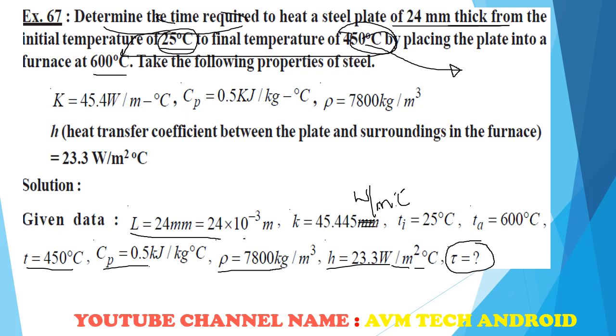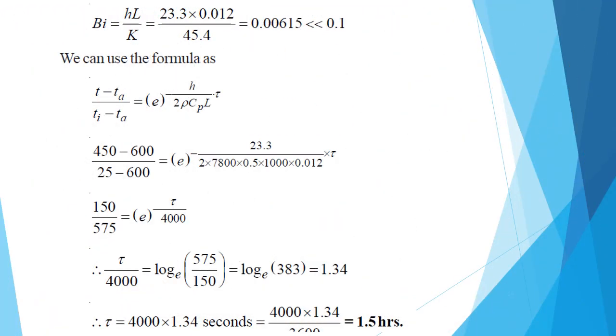So friend, now it is very easy and simple for us. What we have to do is simply calculate the Biot number. If it is less than 0.1, we have to go for lumped capacity analysis. The Biot number is hL by k, so we put the values of h, L and k. We get the Biot number as 0.00615, that is less than 0.1. So we go for lumped capacity analysis.